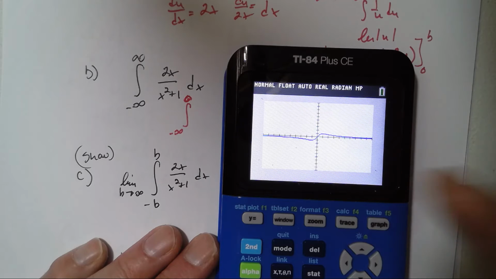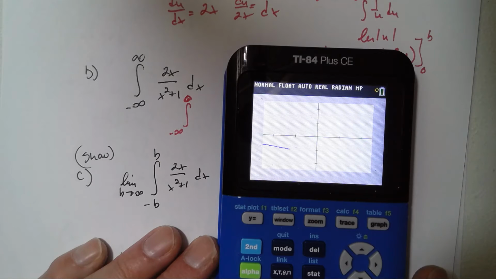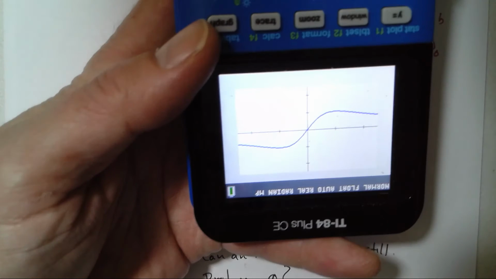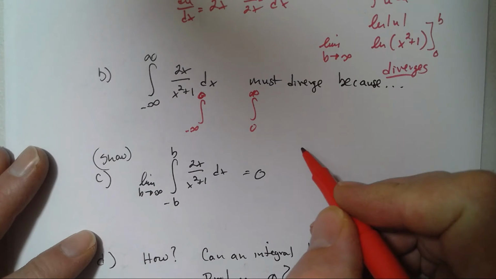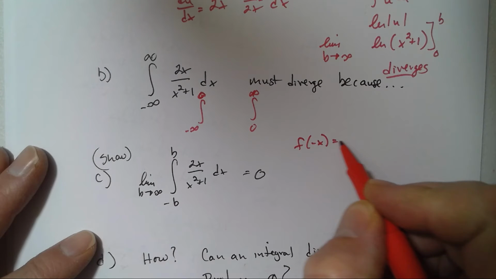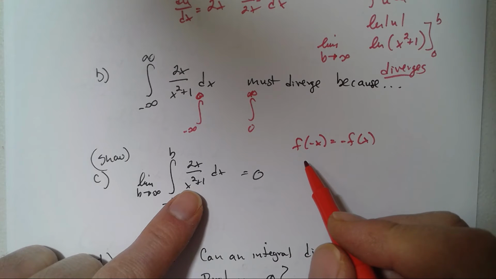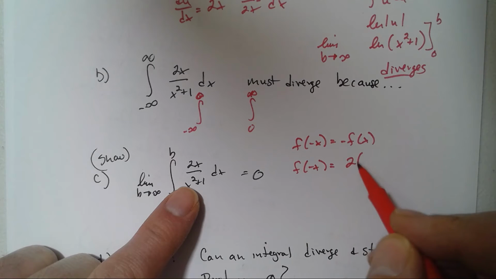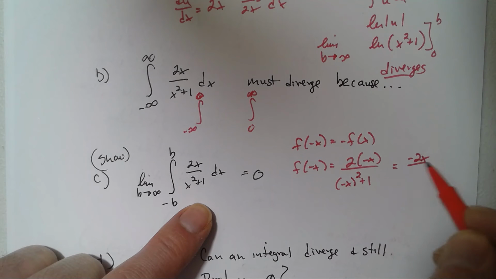Okay, so it does appear to be an odd function, because if you look at it and then flip it upside down, it's the same. We can prove that it's an odd function. Odd functions: f of negative x equals negative f of x. So maybe I'll try that. So f of negative x equals 2 times negative x over negative x squared plus 1, which gives you negative 2x over x squared plus 1.